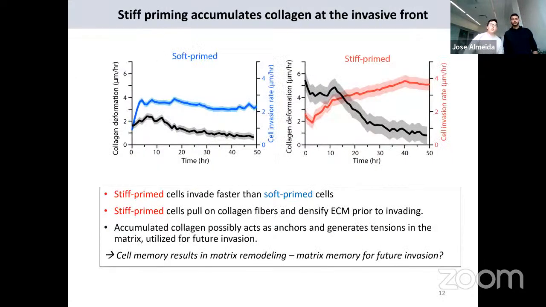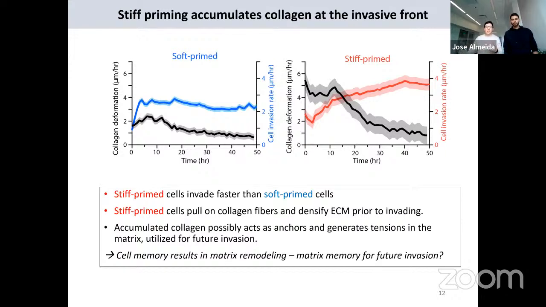So when we look deeper into this, we find a couple of things. Stiff prime cells invade faster than soft prime cells. There's an accumulation of collagen fiber and densification of the ECM prior to their invasion. This accumulation possibly acts as an anchor that develops the tension that is utilized for their future invasion. So here we have cells that come from one environment that have some phenotypical aspect, some degree of information of the previous matrix as they go into a new one. This leads to remodeling of the collagen matrix, and this remodeling allows the cells to aid their future invasion.